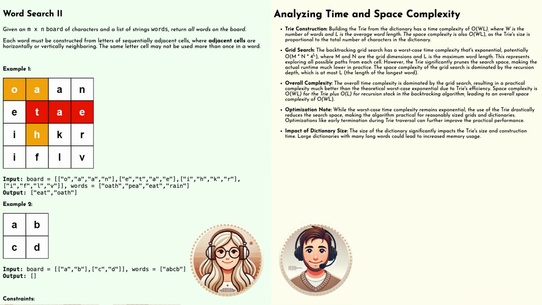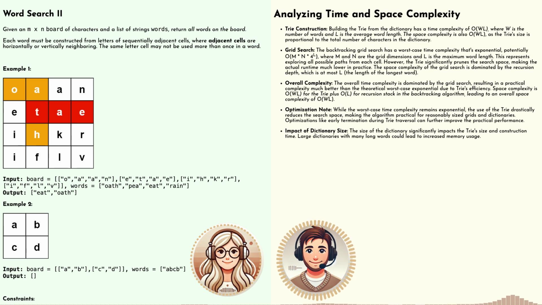Exactly. But remember, our trie is our secret weapon. It's constantly pruning our search space, preventing us from going down paths that won't lead to valid words. Right. It's like the trie is constantly saying, nope, this path is a dead end, turn back. It saves us a ton of time by avoiding unnecessary exploration. Exactly. So the actual performance is often much better than the theoretical worst-case time complexity, all thanks to our trie guiding the way. That's reassuring.